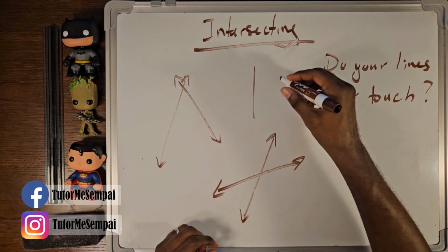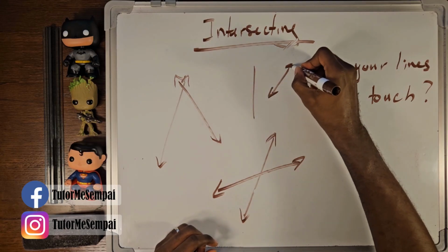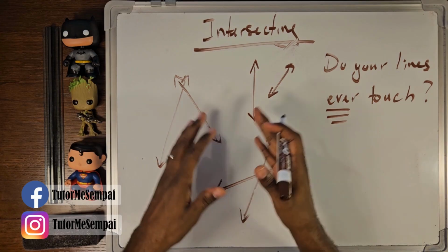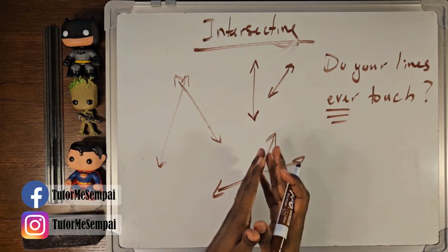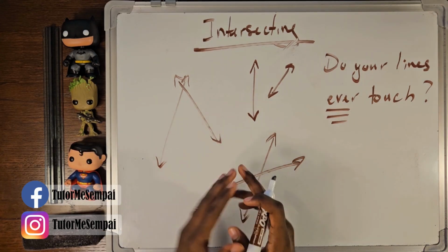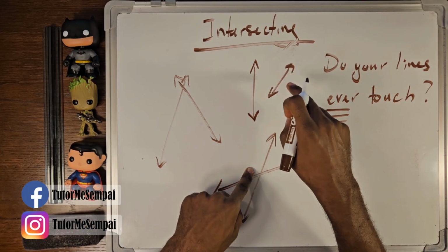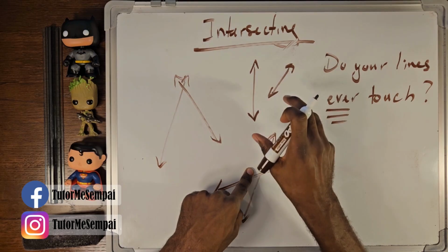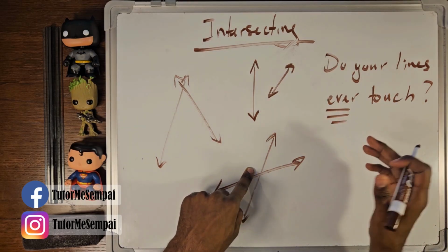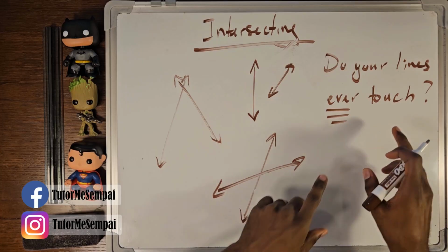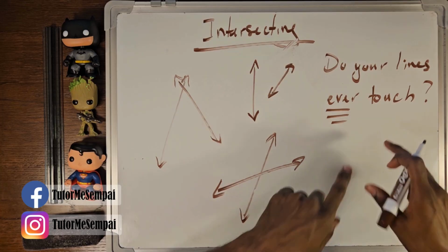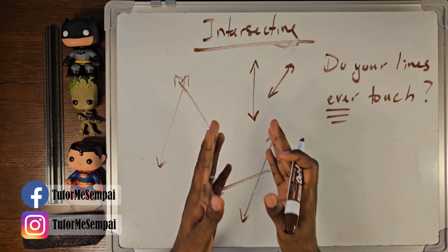So even something like this, all three of these pairs are considered intersecting lines. That one touches at the extreme end, this one touches in the middle, and this one will touch if you were to extend them forever and ever and ever. They are all going to say yes to this question, meaning that we have intersecting lines.